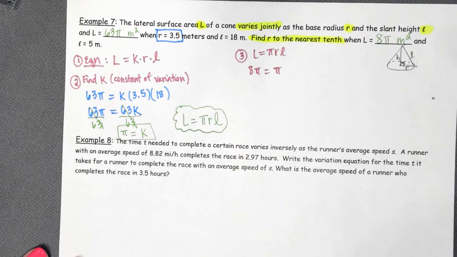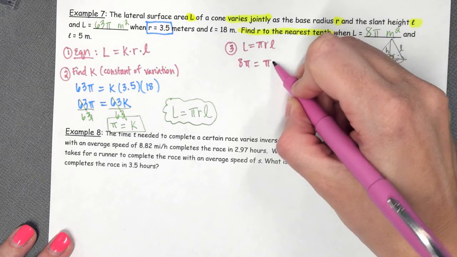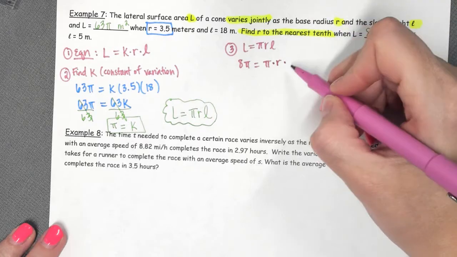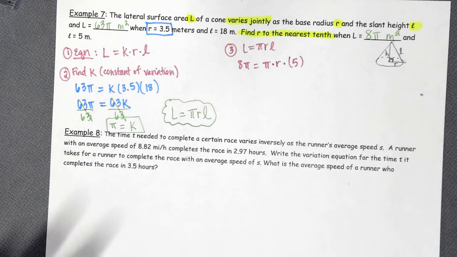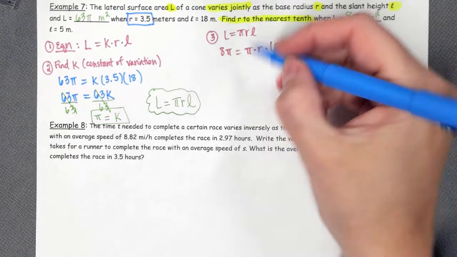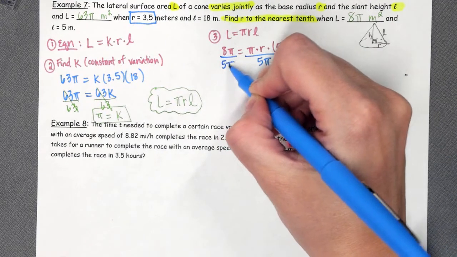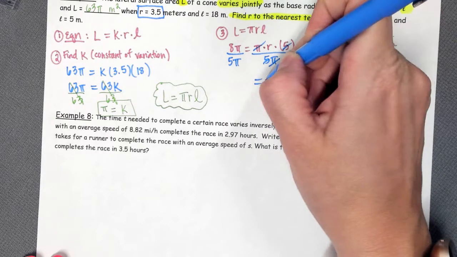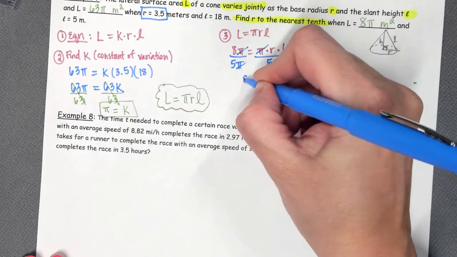Your R value is what you're trying to find, so I'm just going to put times R, and then your slant height is 5. So when you're dividing and you have multiplied by 2 factors, you can just divide by 5 pi. The pi's will cancel, the 5's will cancel, you'll be left with R. And then on this side, pi divided by pi, so it's 8/5.